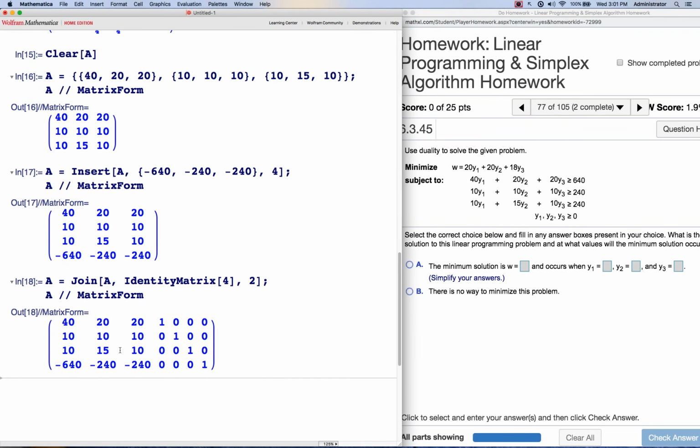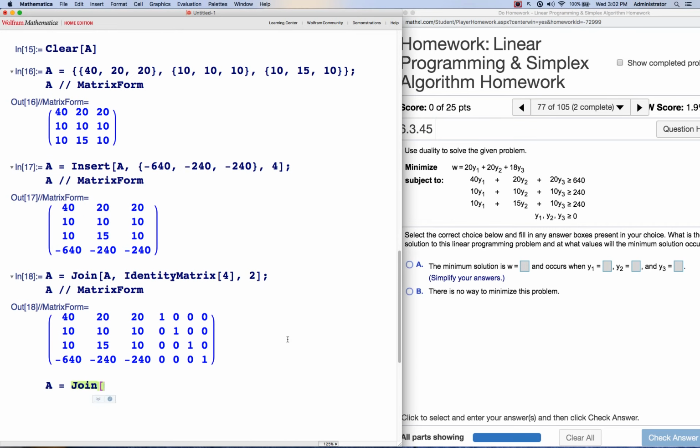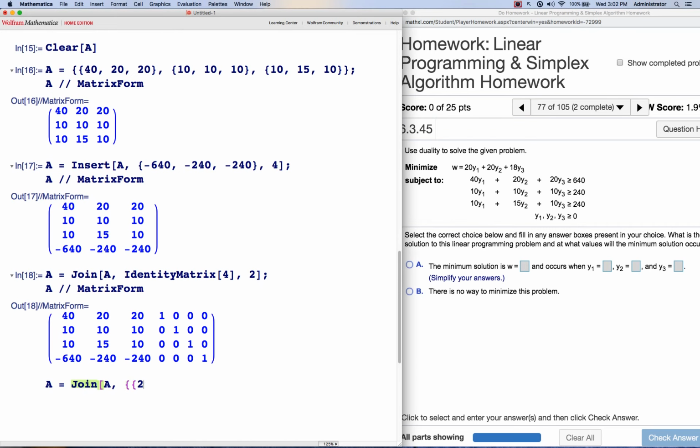Okay, and then don't forget, I need to put in these values as well. I need to put in the values, the coefficients from the original objective function. So A is equal to join A, 20, 20, 18, and don't forget, of course, 0. Don't forget that too, otherwise you're going to have problems.